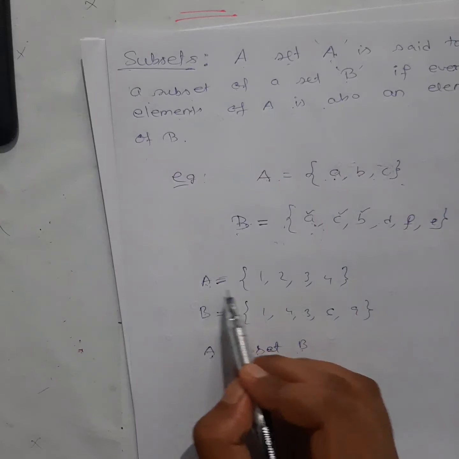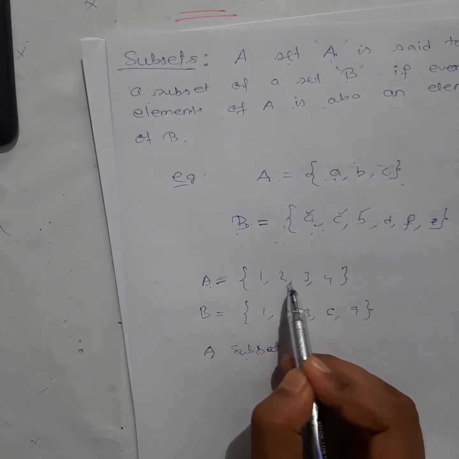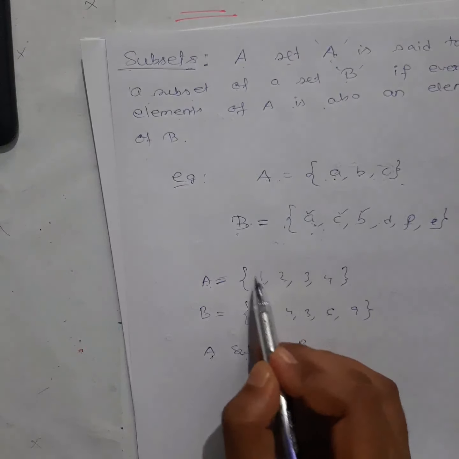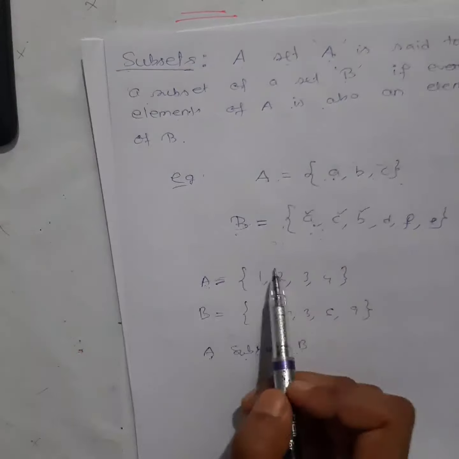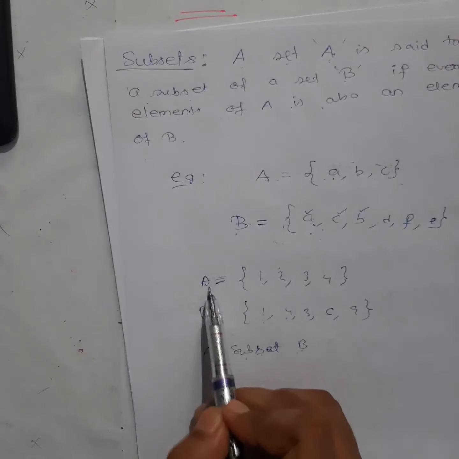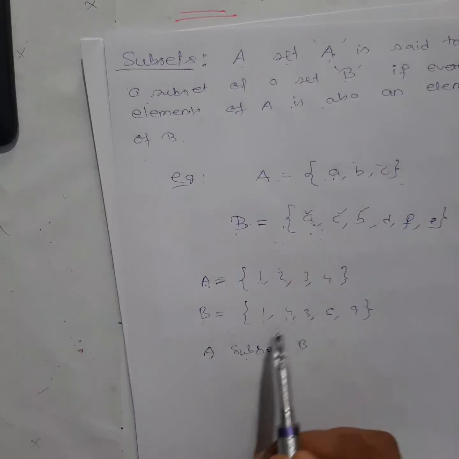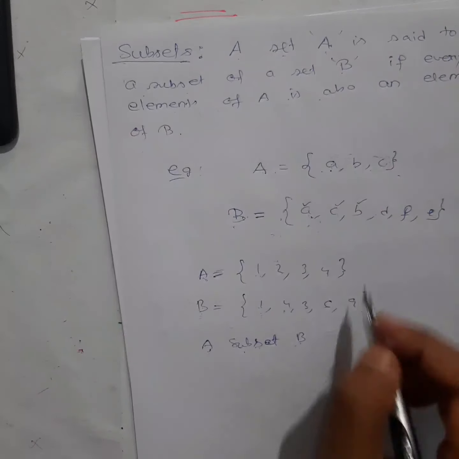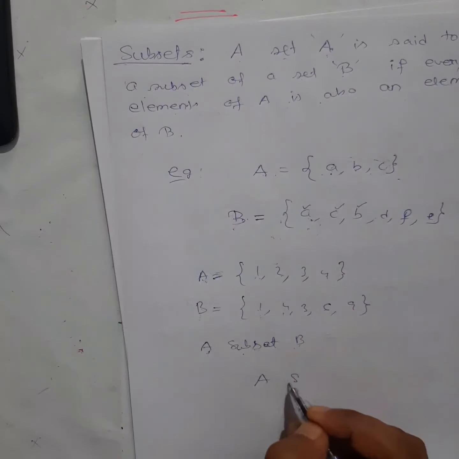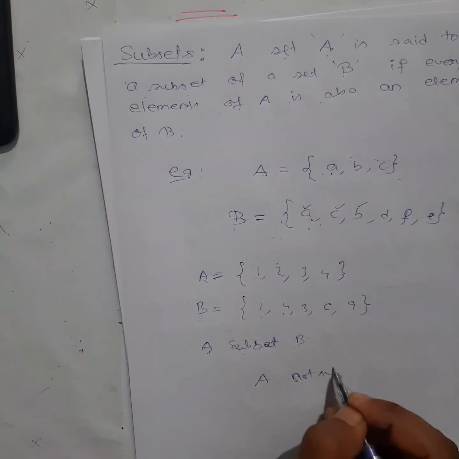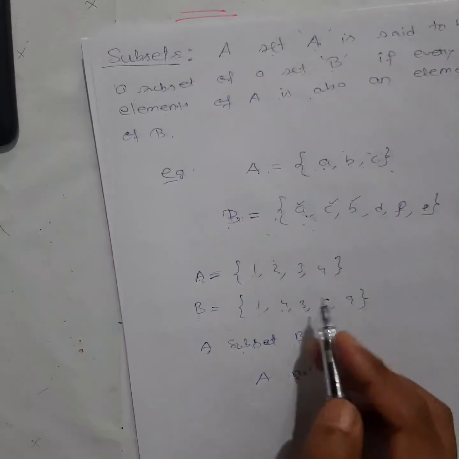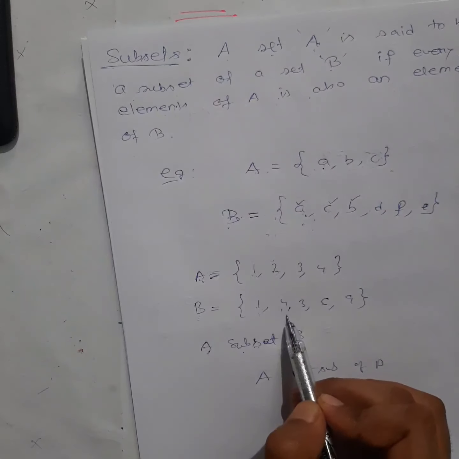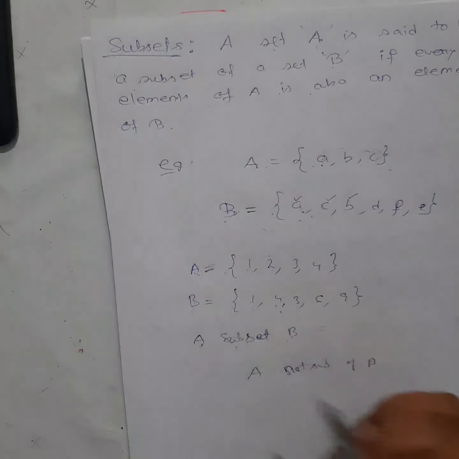So every element of A, that is 1, 2, 3, 4, must be an element of B, meaning every element of this one must be contained here. If it is there, then this will be called a subset of B. So let's see, are 1, 2, 3, 4 there or not? 2 is not there. So A is not a subset of B. Since you can see 2 is not there, I can say every element of this one is not contained here. So this is not a subset of this one.